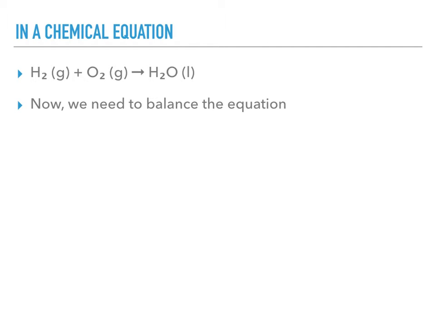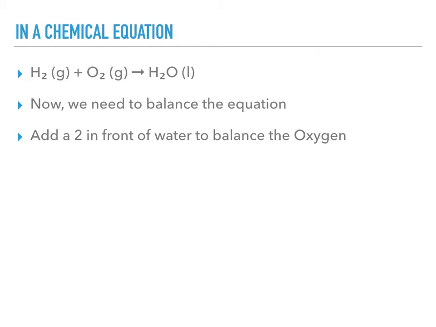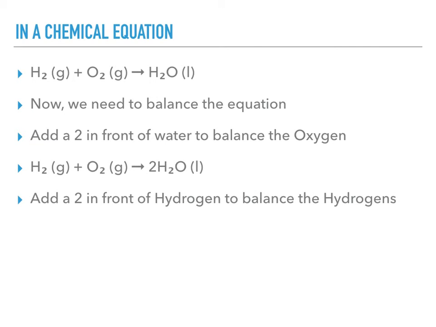In order to do that, we'll add a 2 in front of the water on the product side to balance out the oxygens in the equation. Then, we will add a 2 in front of hydrogen on the reactant side to balance out the hydrogens in the equation. We are left with a balanced equation of 2H2 plus O2 yields 2H2O.